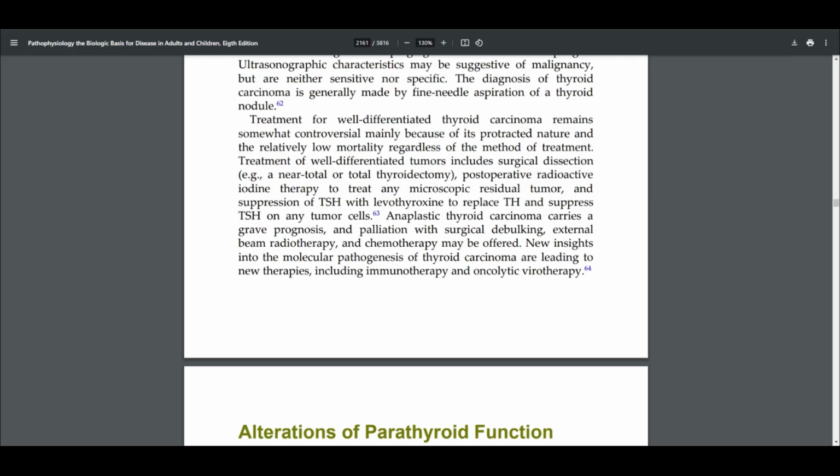Anaplastic thyroid carcinoma carries a grave prognosis, and palliation with surgical debulking, external beam radiotherapy, and chemotherapy may be offered. New insights into the molecular pathogenesis of thyroid carcinoma are leading to new therapies, including immunotherapy and oncolytic virotherapy.